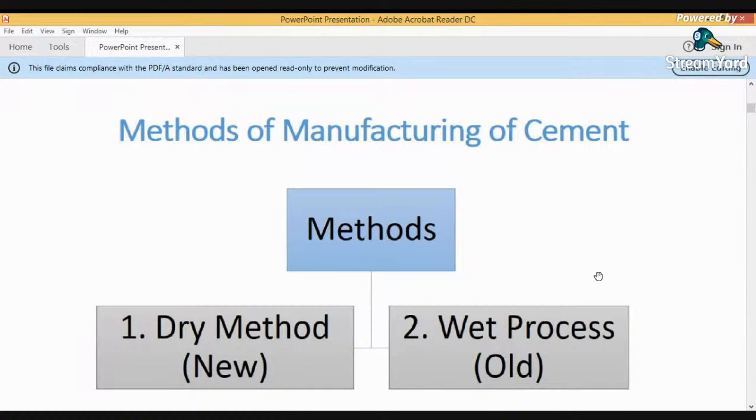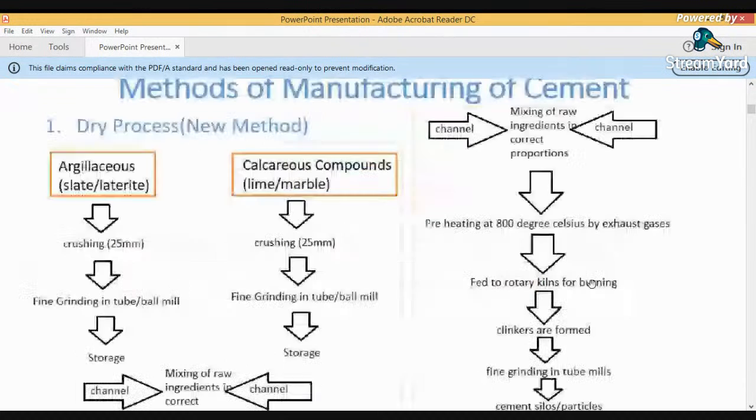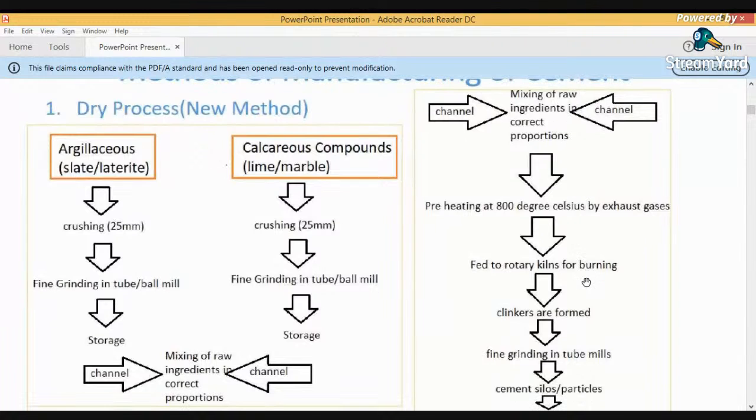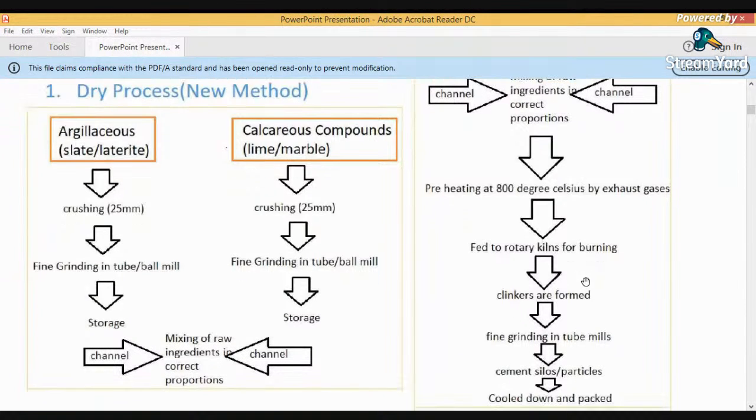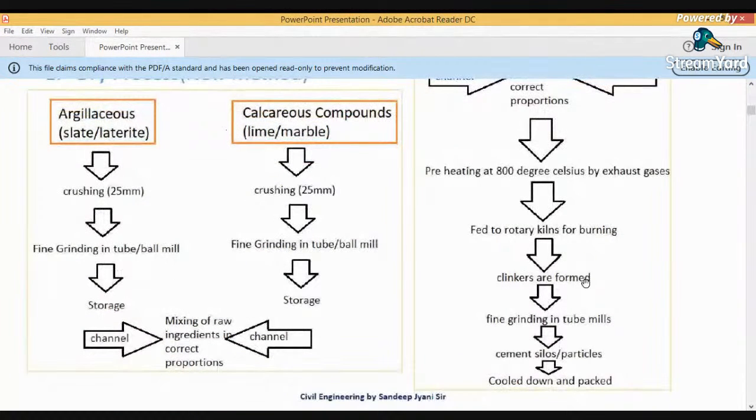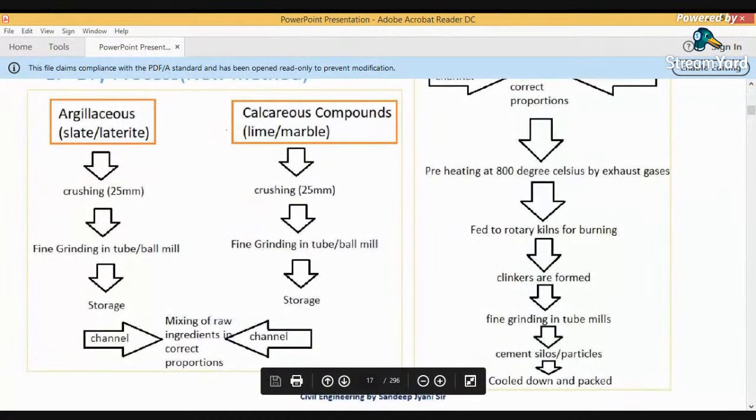After the formation of the cement slurry, we allow it to pass through a very high temperature, 1300 degrees Celsius to 1500 degrees Celsius, where the clinker is formed. You can see this better in this figure. In the dry process, the clinker is formed and finally ground through tube mills, and cement particles are formed. Finally the cement is cooled down, packed, and sent to the market for selling.